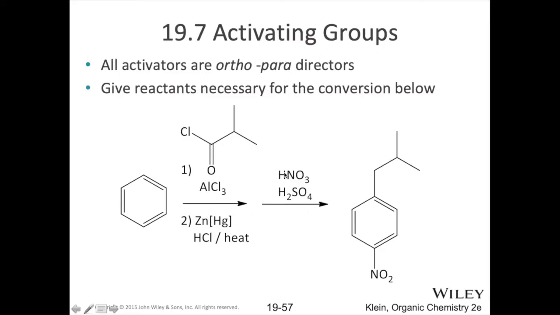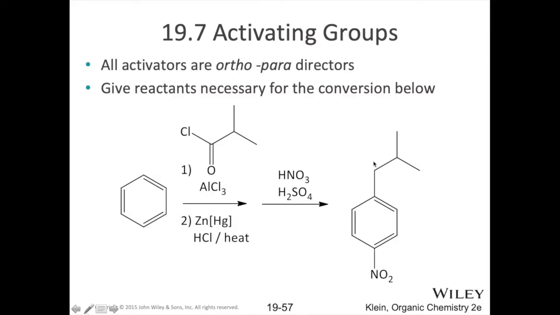Now, notice that we're also adding on a nitro group. The order in which we do this is very important because we want the nitro group and the alkyl group to be para to each other. Well, we know that this alkyl group is ortho-para directing. So it's very important that we have that alkyl group in place before we try to add on the nitro group. Now, the other thing to consider is, does it matter whether we do our nitration before or after converting our acyl group into the alkyl group?